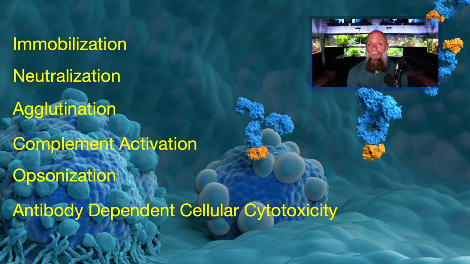That's opsonization. The last one is called antibody-dependent cellular cytotoxicity, sometimes known as ADCC. This involves natural killer cells, and that's all I want to say about it right now. But when you see antibody-dependent cellular cytotoxicity, I want you to think natural killer cells, and we're going to talk about those in a minute.